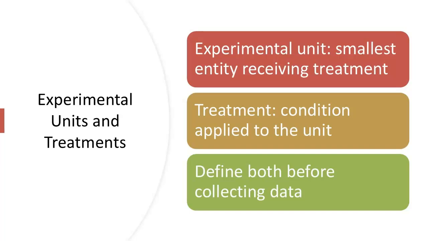An experimental unit is the smallest entity that gets a treatment. This could be a person, plant, animal, or sample tube. A treatment is the condition we apply, like a medication, a fertilizer, or a temperature level. You should define these before collecting data to avoid confusion later.